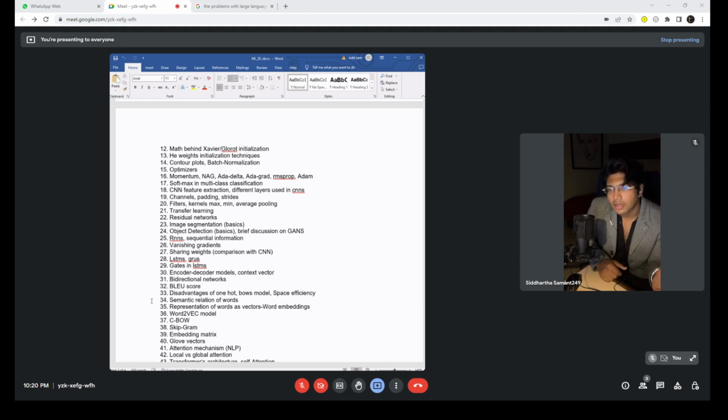So once you're done with that, object detection, and a brief discussion on GANs, because this syllabus is more for beginners, generative adversarial networks. I have seen that the mathematics of GANs generally strikes fear in people. Then we get to RNNs. Now we are coming from image data to something that has sequential information, like text, like songs, or basically anything that has inherent sequential information. So you come to the problem of vanishing gradients in sequential information.